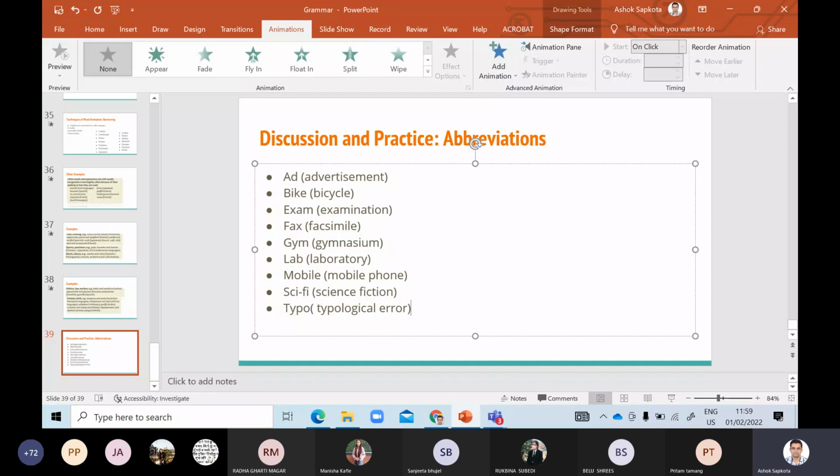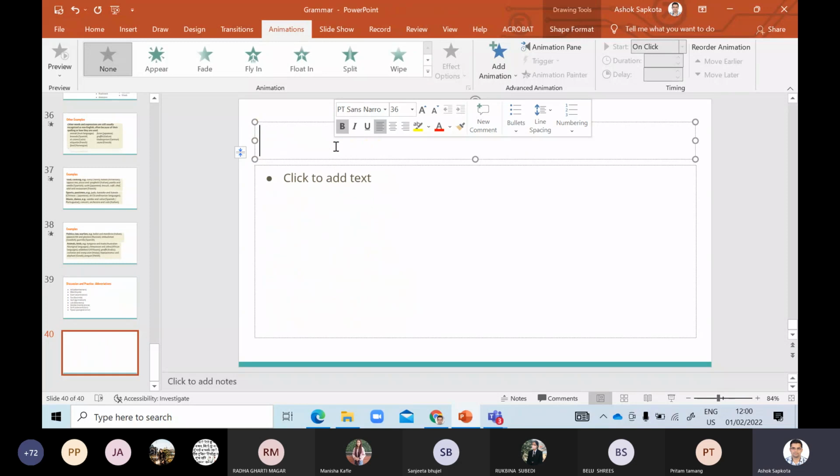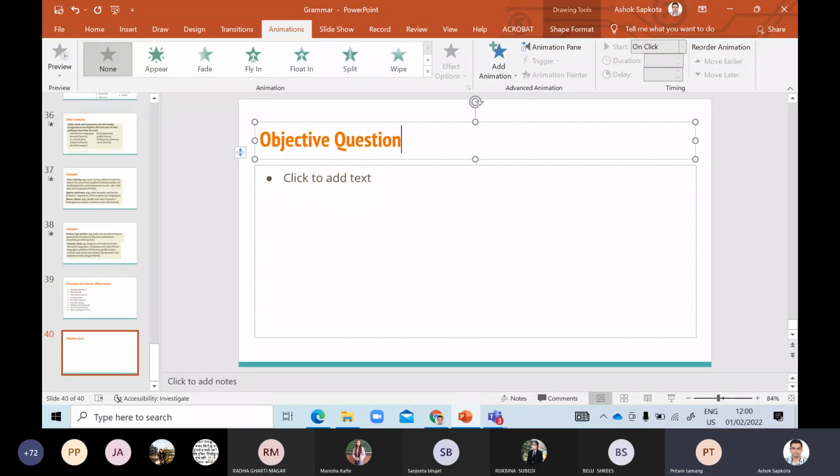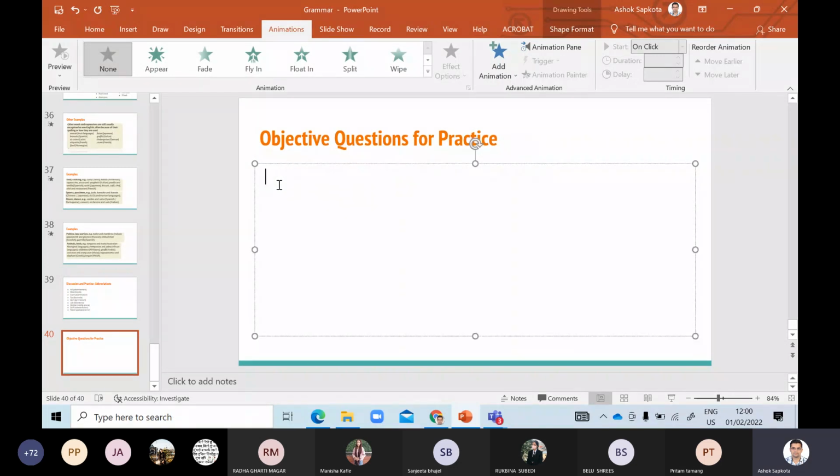Now, likewise, there are different words that we need to relate in our discussion. In your regular work, people might ask you a question like this. Let's have some more practice with this question. Right now, let's have some objective questions for practice. I'll go one by one. Please think carefully. Number one.